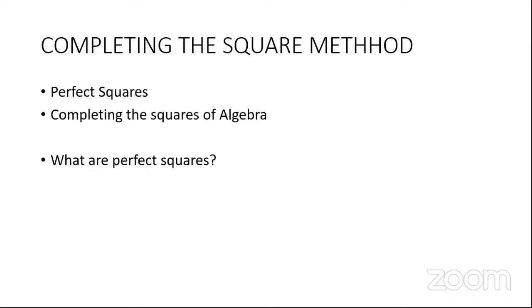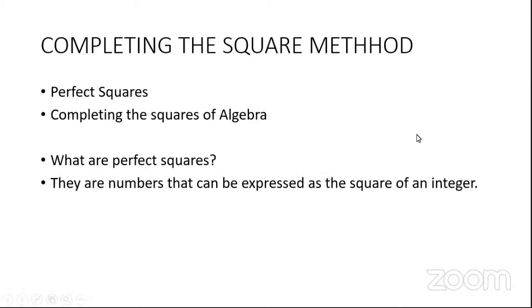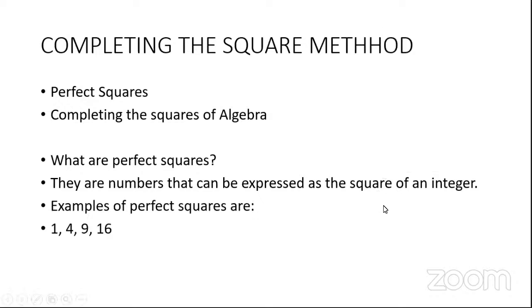So these are numbers that can be expressed as the square of an integer. Examples: we can have 1, because we can write 1 as what? 1 squared. 1 is the same thing as 1 squared. 4 is the same thing as 2 squared. 9 is the same thing as 3 squared. 16 is the same thing as 4 squared.